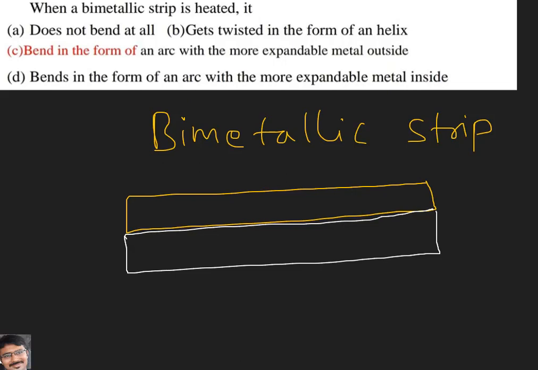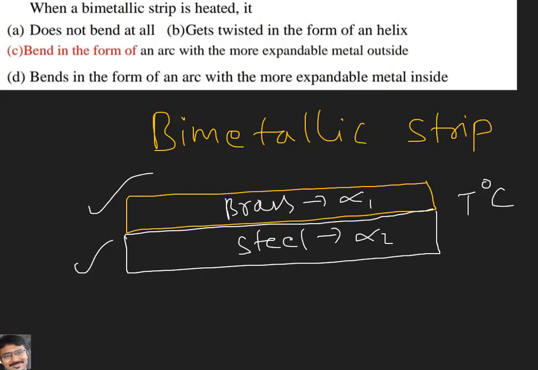Now this bimetallic strip combines two different metals. Let me take here, one is brass, another one is steel. I just selected randomly. Brass has coefficient of linear expansion alpha 1, steel has coefficient of linear expansion alpha 2. Now this bimetallic strip is at a temperature T degree centigrade. Two dissimilar metals, one is brass, other one is steel, combined like that, and initially they are at temperature T degree centigrade.